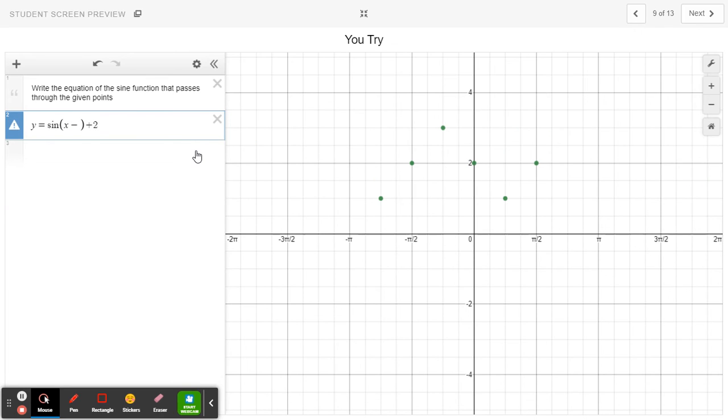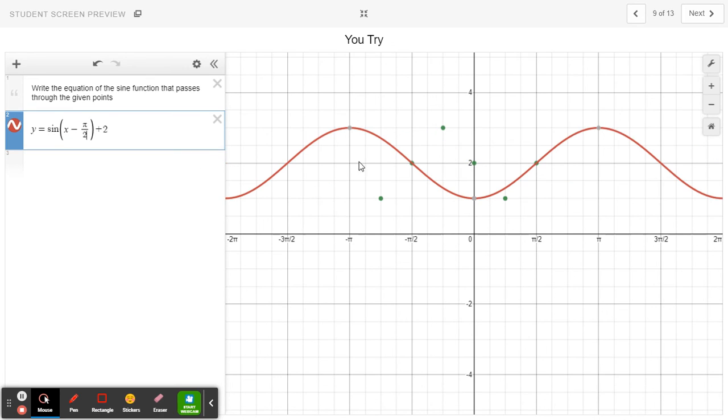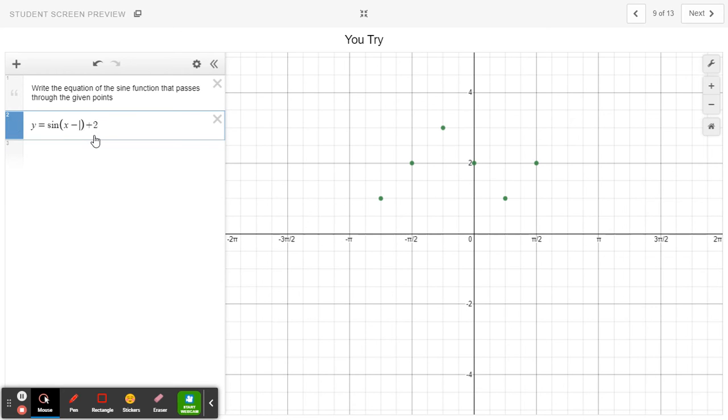Maybe my period is not right. Okay, so I think that's what's going on right now, my period is not correct. So what does my period need to be? If you look here from min to min, how big is my period on this graph? My period is going to be pi. So I've got to fix this. That's why I can't get my shifting to work, because my B is not right.